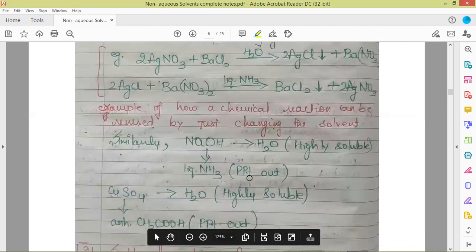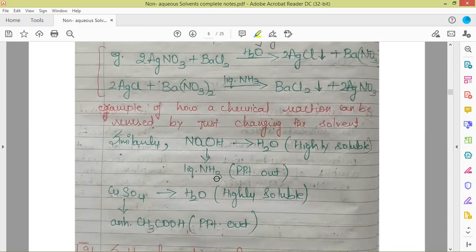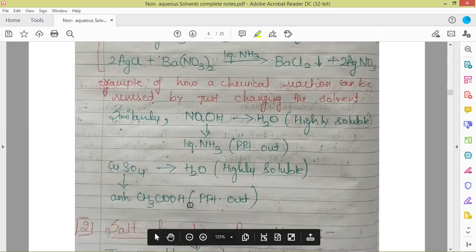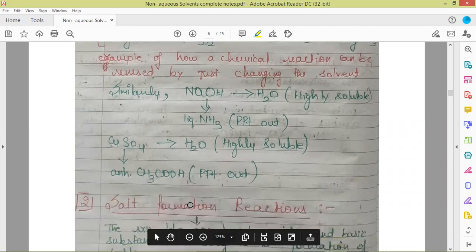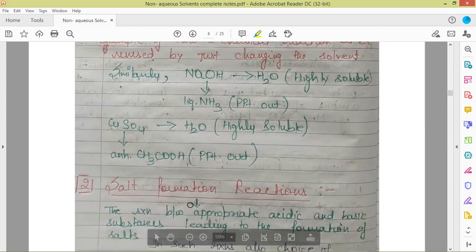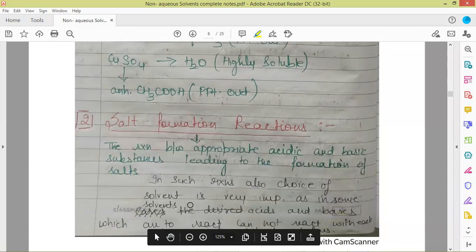Similarly, if we take NaOH in water, it is highly soluble. But in case of liquid ammonia, it precipitates out. Also, copper sulfate is highly soluble in water and it precipitates out in anhydrous acetic acid. So this is the way we can choose different solvents based upon the compound which we want to precipitate. So we can design our reaction course based upon our solvents.